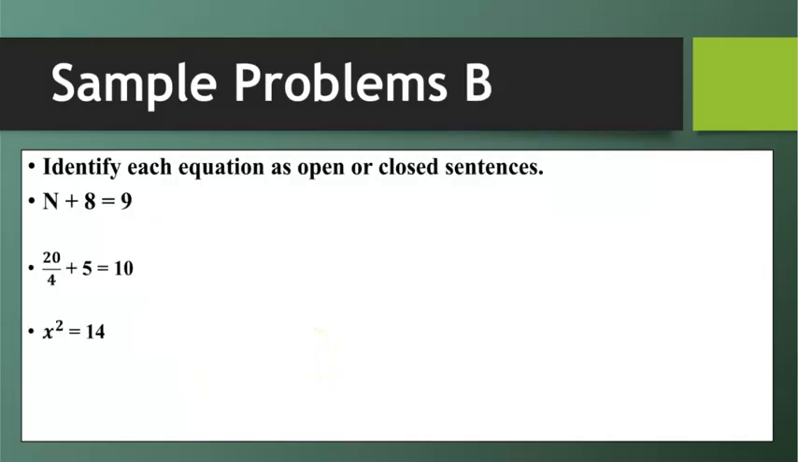Our next set of problems is we want to identify if these equations are open or closed. Now, open means they are going to have variables in them, and they're neither true nor false. Closed means they're all numerical, and they could either be true or false. So n plus 8 equals 9. Because I have a variable in here, I can solve for n to make it true, so this one would be open.